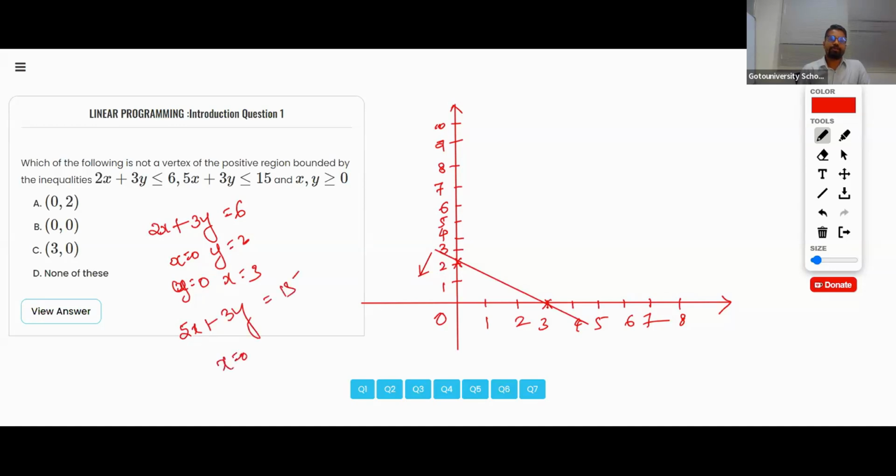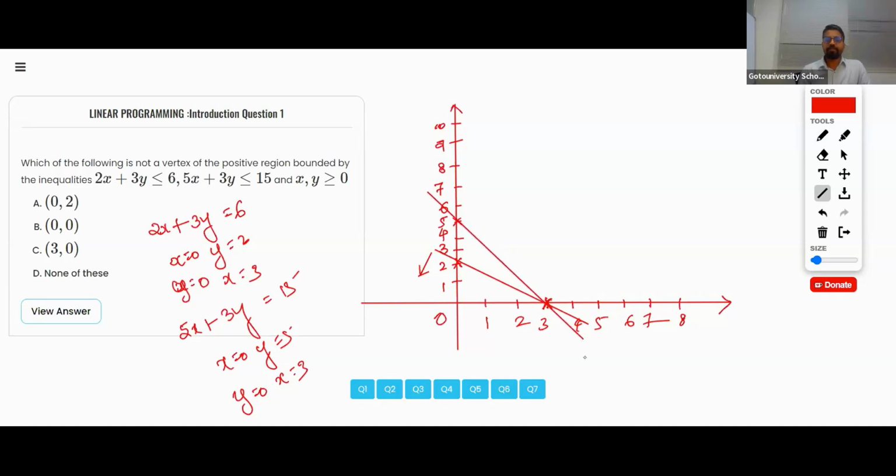Next what we have is 5x plus 3y is equal to 15. When x is equal to 0, y is equal to 5. When y is equal to 0, x is equal to 3. That is 0 comma 5, which is here, and 3 comma 0. Again, another line I can draw passing through this.